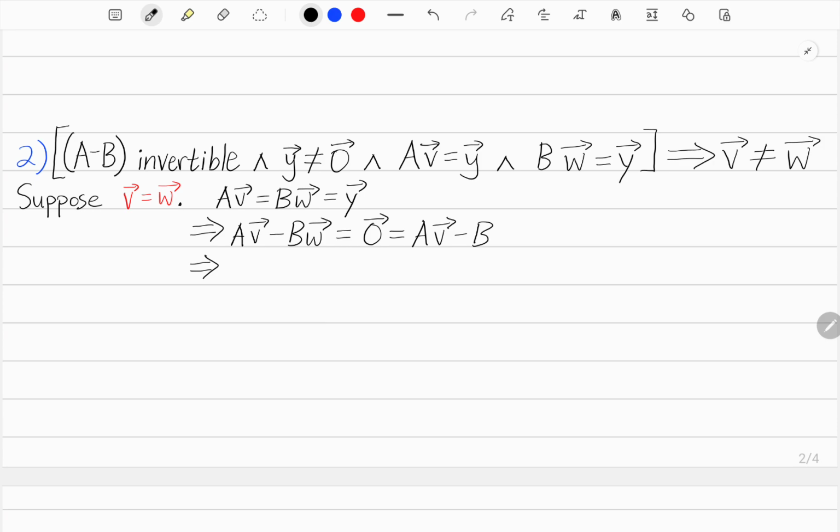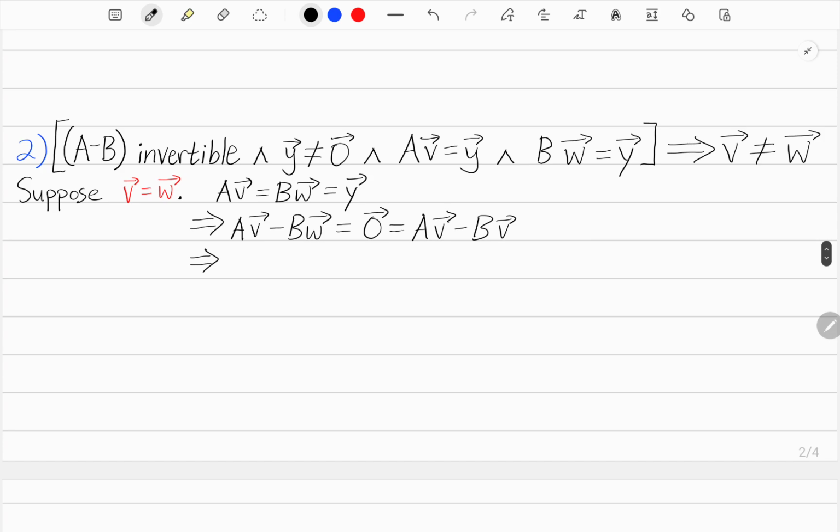So we have BW is the same thing as BV. So we can see here that we can factor out the V. So we have V multiplied by A minus B, or you can say A minus B times V. It actually does matter. I should probably do A minus B times V.